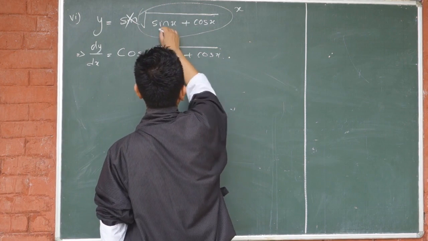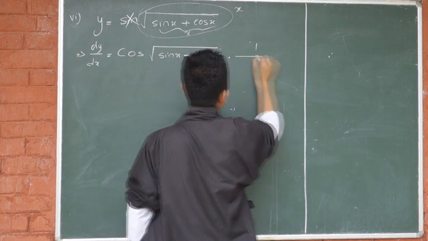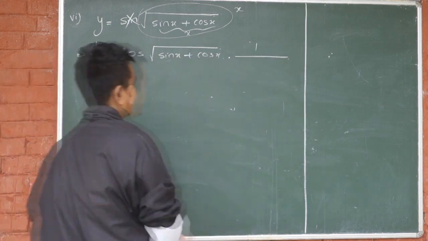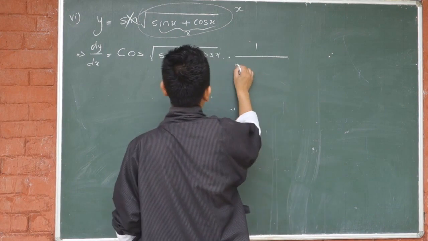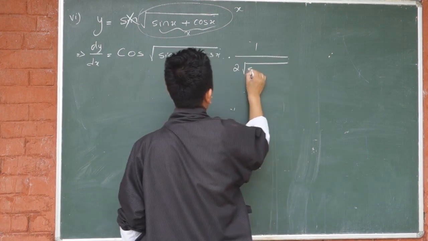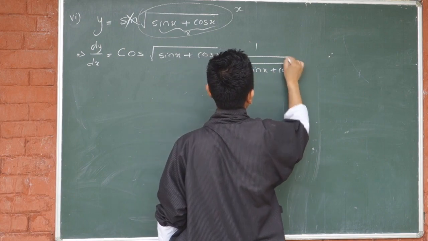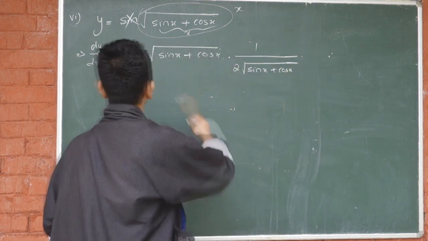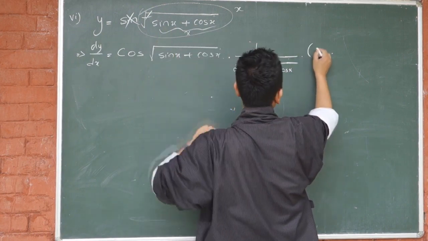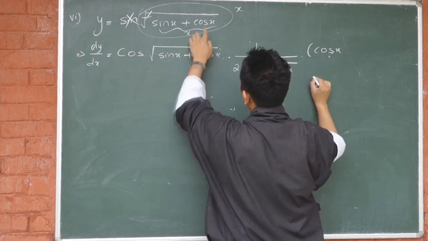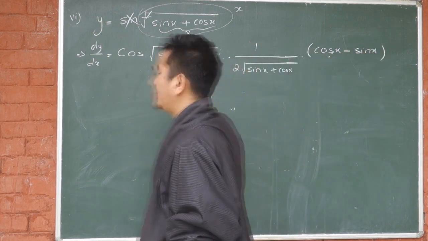Differentiate this now. What's the derivative of root x? Assume this whole thing as an x again. The derivative of root x is 1 by 2 root of sine x plus cos x. Alright, we are done with the root. Go inside now. What's the derivative of sine x? Cos x. What's the derivative of cos x? Negative sine x.